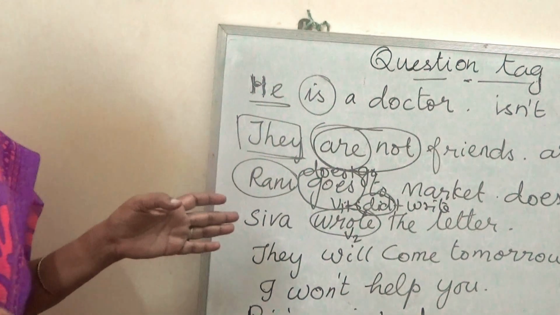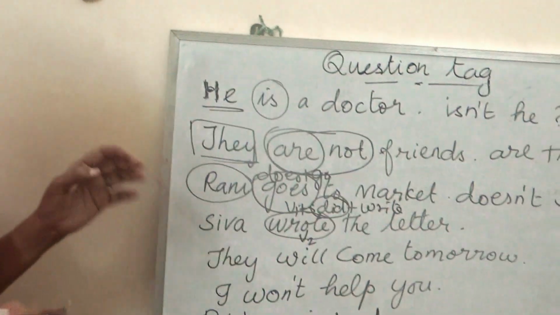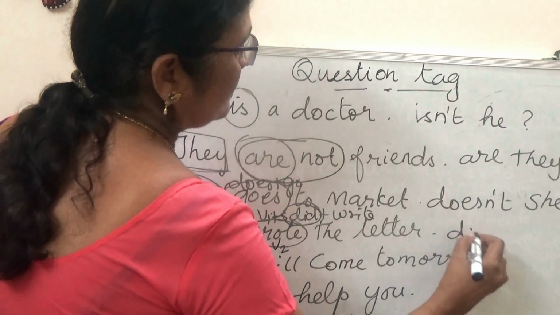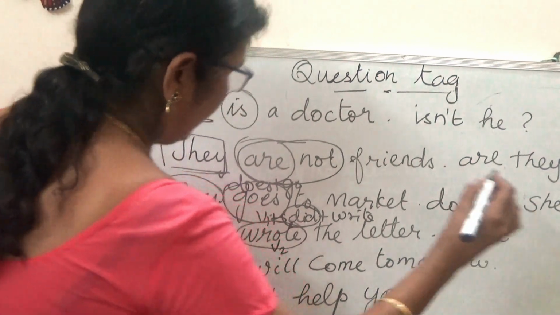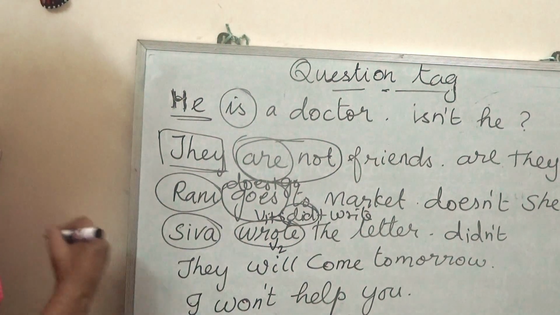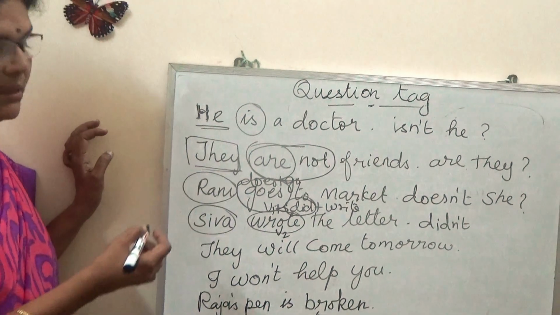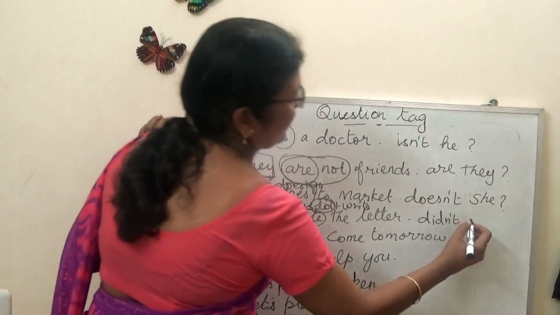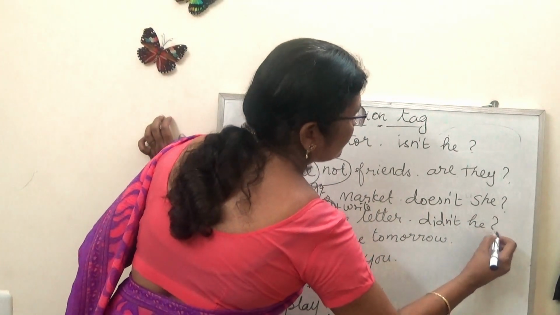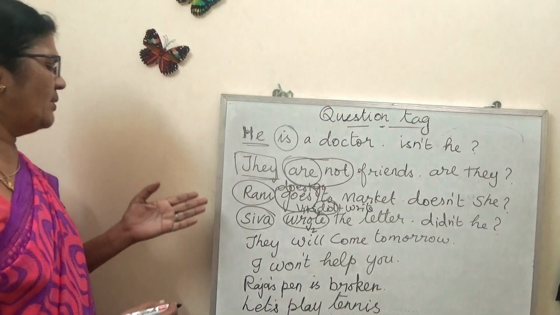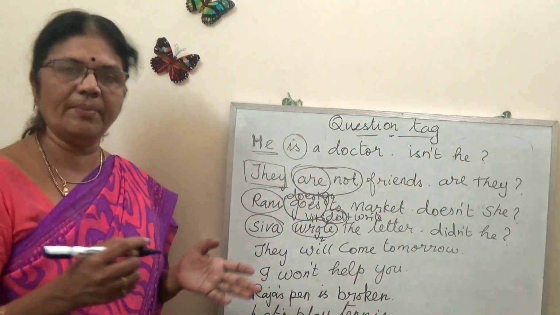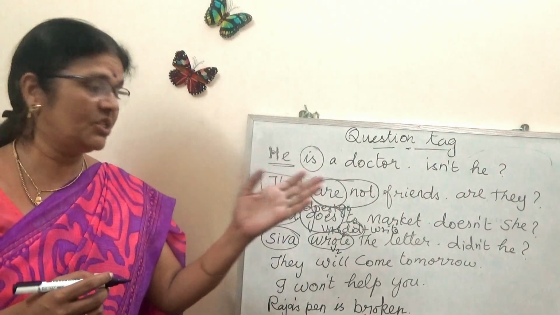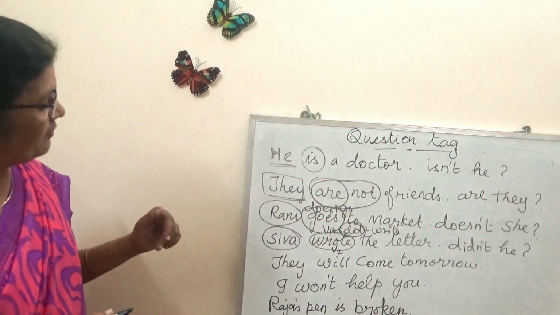Since the sentence is positive, we have to add a negative tag, and the negative tag is didn't. Again, Shiva. We can consider this name as male, so we can have it as he. Didn't he? Sometimes the name Shiva is given to female children also, so we can write didn't he or didn't she.